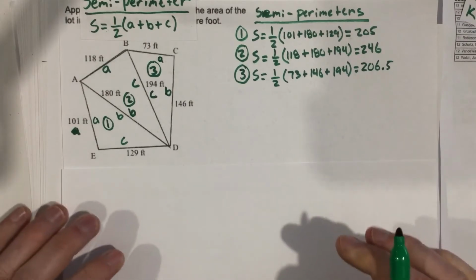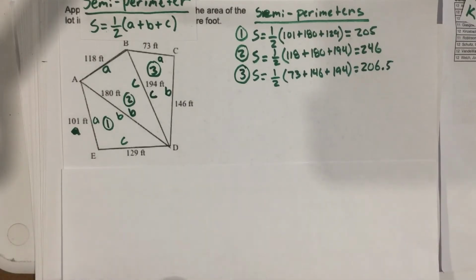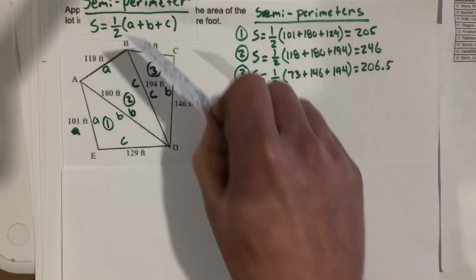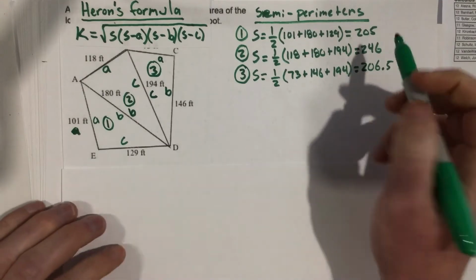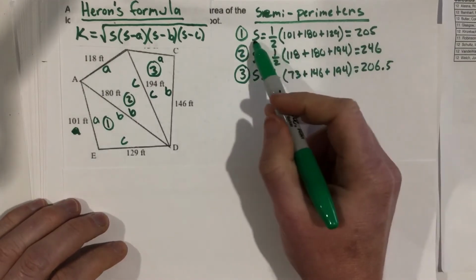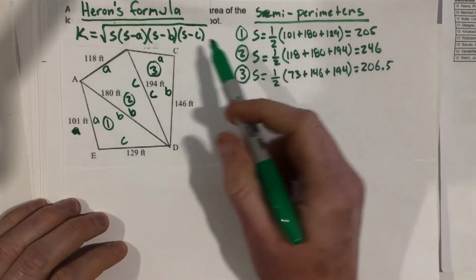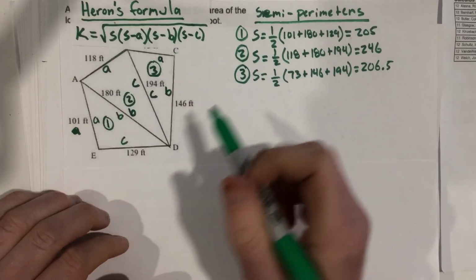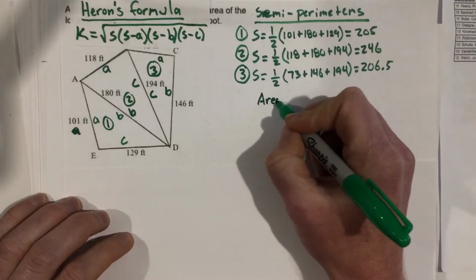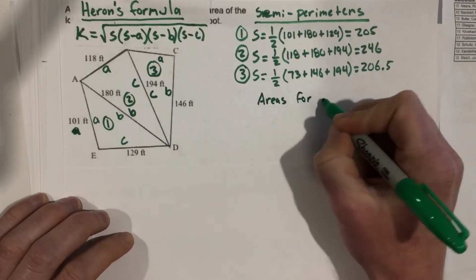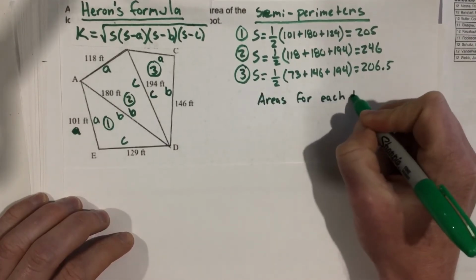Okay, we've got our semi-perimeters, and now we're going to go through and find our areas for each triangle. Remember, instead of using the semi-perimeter formula now, we're going to use Heron's formula. So we're going to use our semi-perimeter numbers here. So for each triangle, we're going to use 205 a bunch to figure out what the area is. So let's go areas for each triangle.